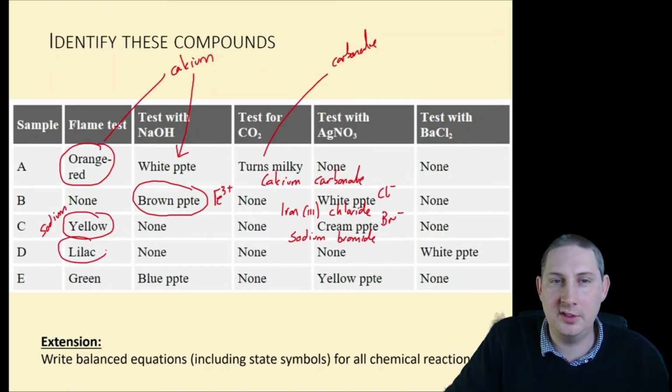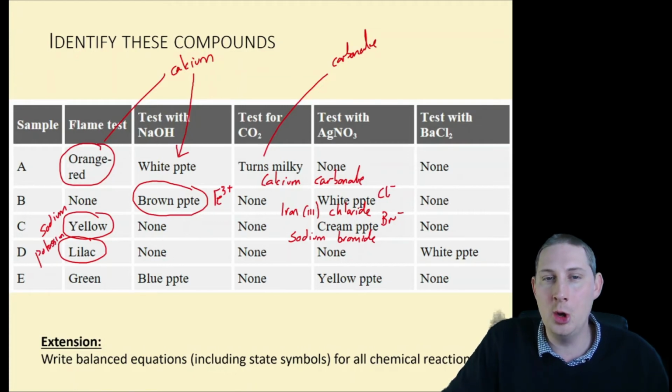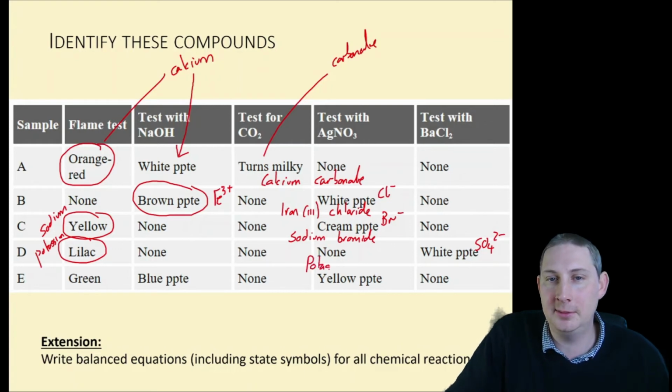A lilac flame in a flame test, that is potassium. No precipitate with sodium hydroxide, as expected. No positive result in the test for carbonate. Nothing in the test with silver nitrate, but a white precipitate with barium chloride. That is the test for a sulfate, SO4 2-. So D must be potassium sulfate.